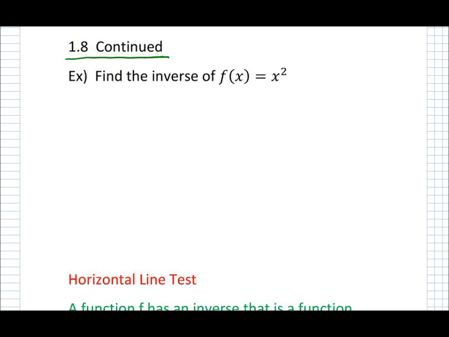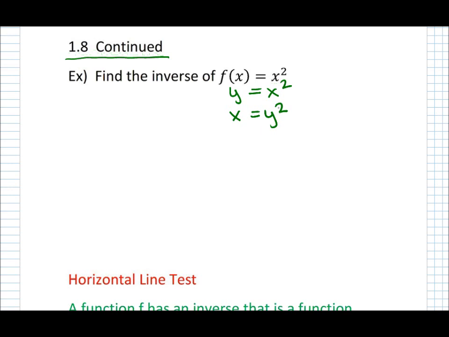All right, section 1.8 continued. We're going to continue our discussion on inverse functions. The first thing here is to find the inverse of f of x equals x squared. Remember, first thing you want to change it to y. Then you want to switch the x's and y's. Then you want to solve for y.